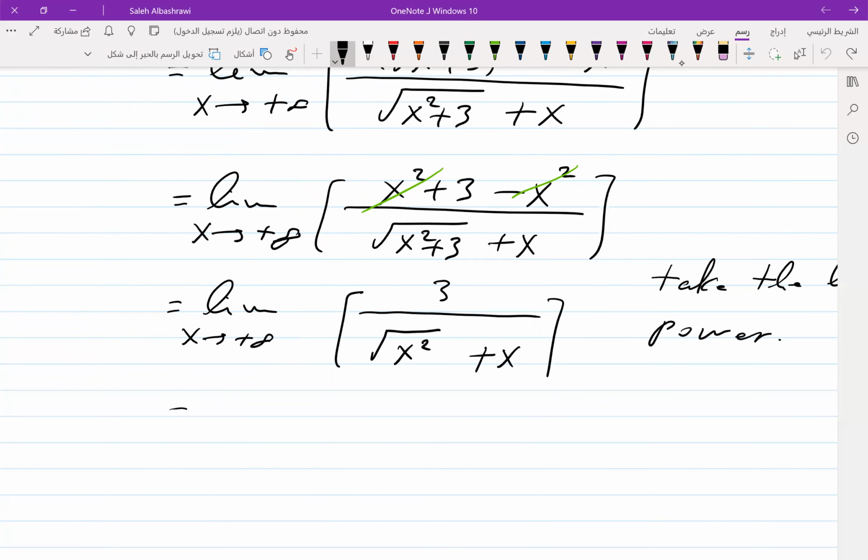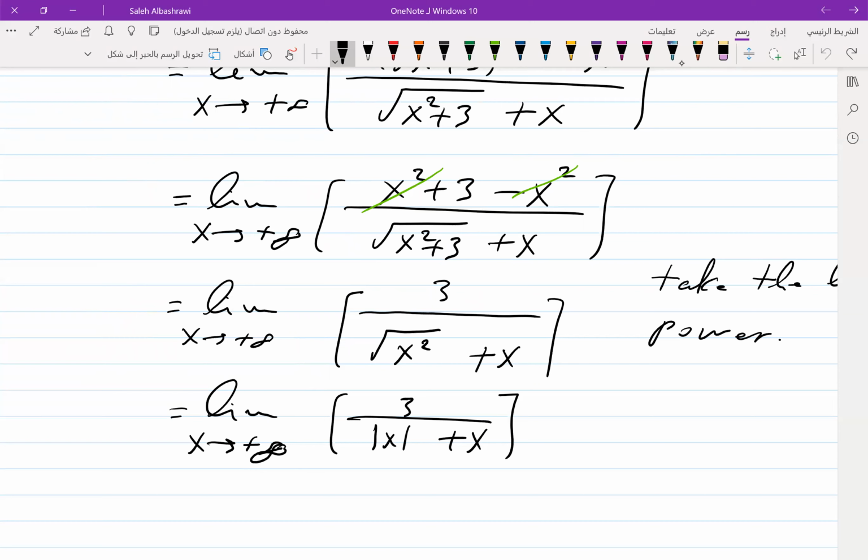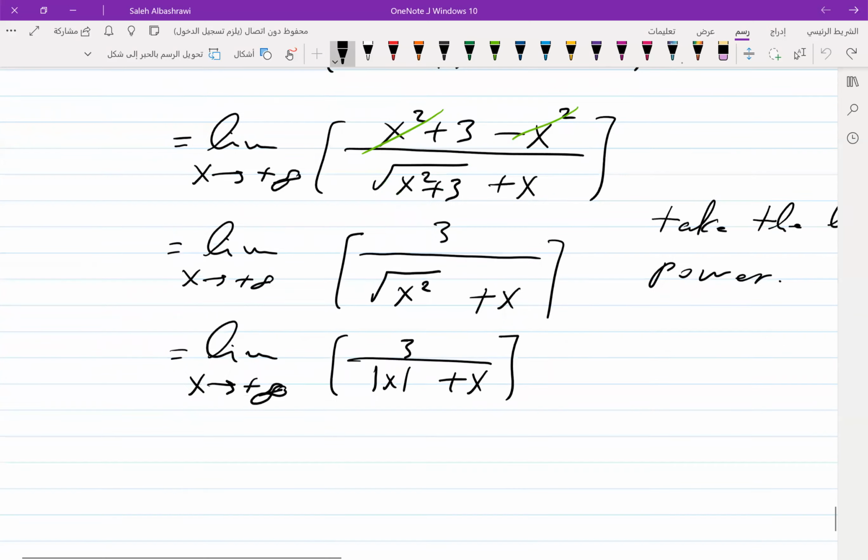Now, if we want to take it outside the square root, I will have 3 divided by square root of x squared, which is equal to the absolute value of x, plus I have another x there, as x goes to plus infinity. Now, to get rid of the absolute value, since x goes to plus infinity, the absolute value of x will be equal to x, because x is positive in this case.